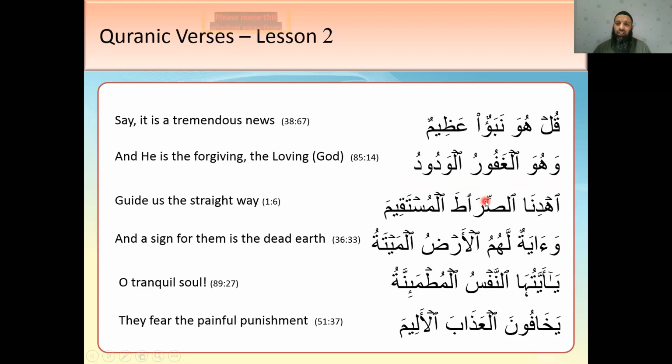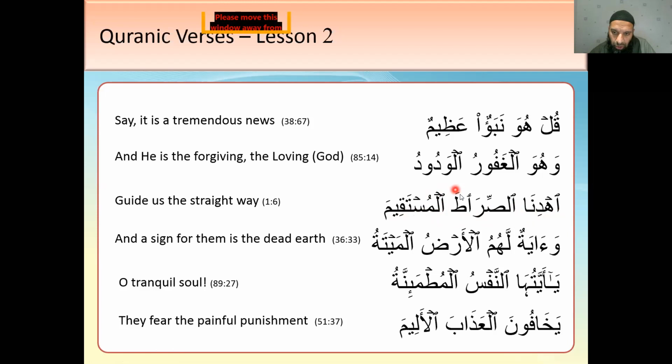So this time it's a non-Arab sister who hasn't spoken before, and all the others can please mute. I will just read this one. Ihdina, guide us. As-sirata, the way. There's an al there, so the way. Al-mustaqima, the straight. Literally the straight, but you would just say, guide us to the straight way.